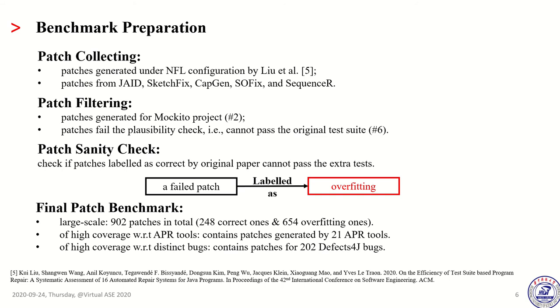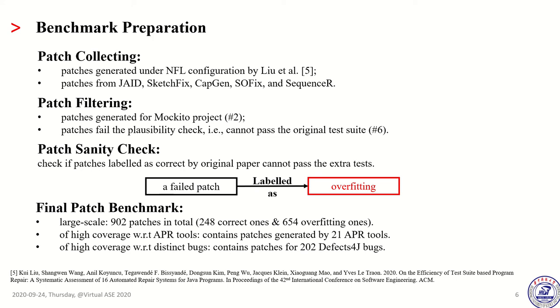As for our patch benchmark, we select patches prepared by a recent study, plus patches generated by 5 other tools. We filter patches generated for the Mockito project, since some of our study subjects cannot generate tests for them. We also filter patches that are not plausible, that is, they cannot pass all the original tests. The label information of the aforementioned collected patches is annotated by the associated researchers manually.